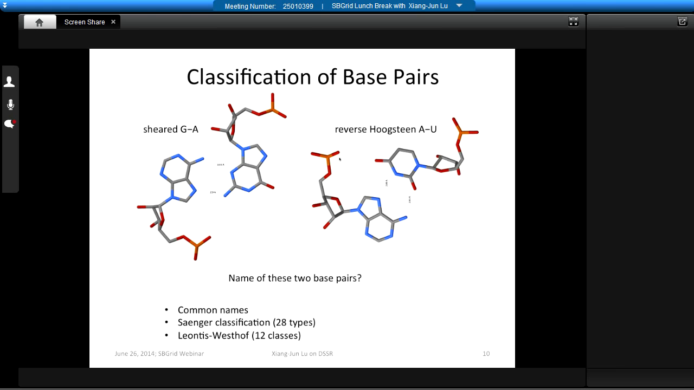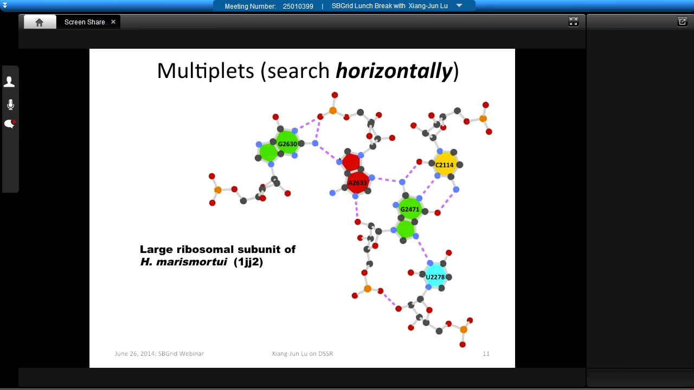So in addition to the parameters, we can uniquely identify the base pair. DSSR also characterizes base pairs by common names, and also the Saenger classification of 28 hydrogen bonding types, and the Leontis-Westhof geometric classification of 12 classes.